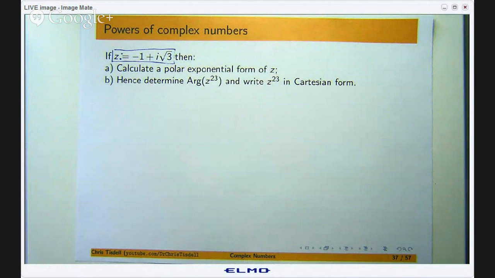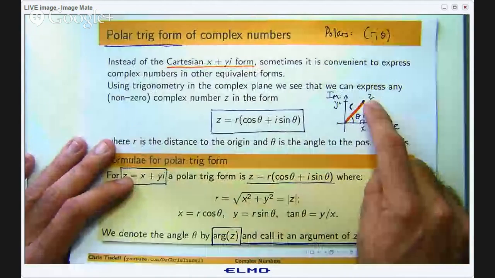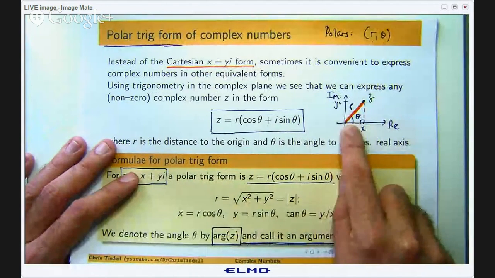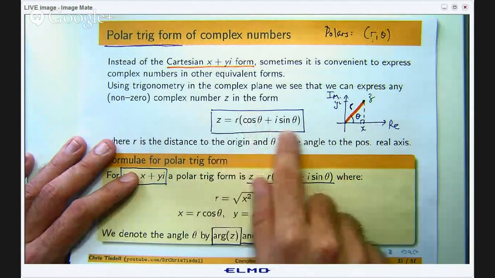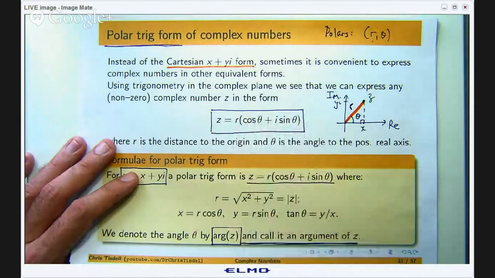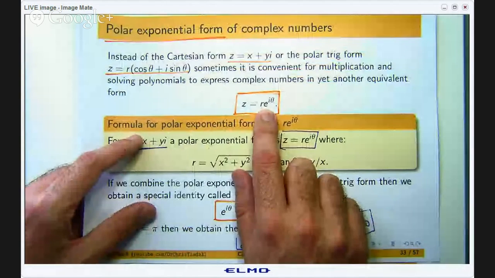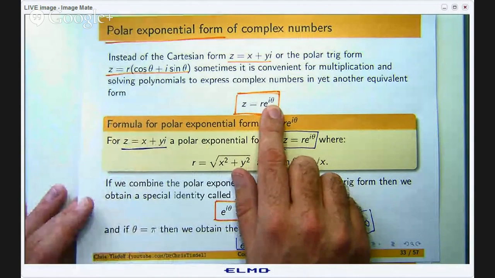So let me just refresh your memory of what a polar exponential form is and a polar trig form. If you plot a point in the complex plane, you can draw a line segment to the origin, you've got a distance, and you've also got an angle to the positive real axis, and the form is given here. So this is a polar trig form. Okay, and there's also a polar exponential form where instead of cos plus i sine, you've got this exponential here. Again, r is the length to the origin known as a modulus, and theta is an angle.